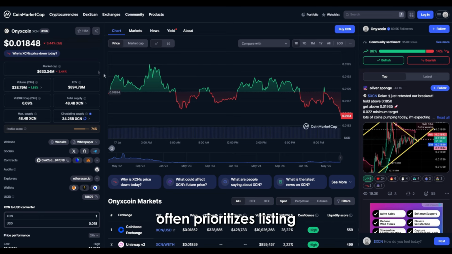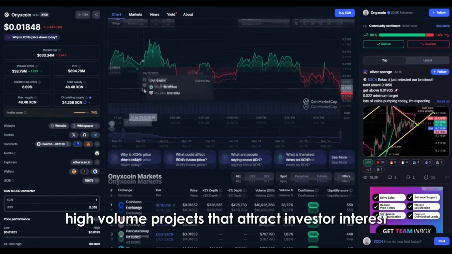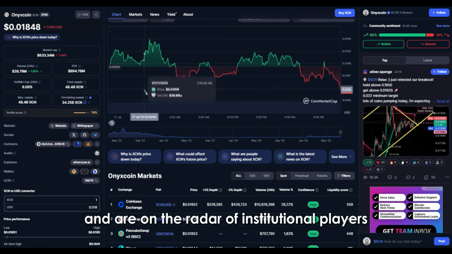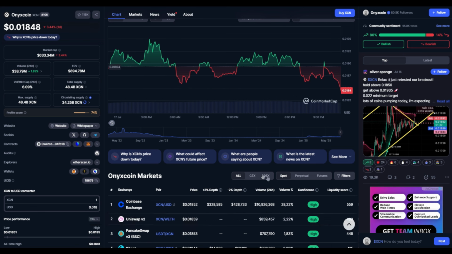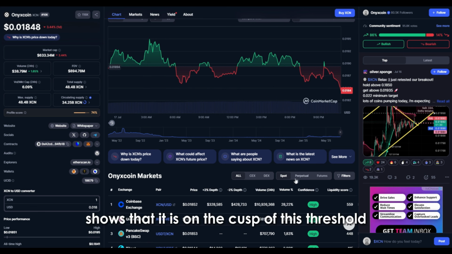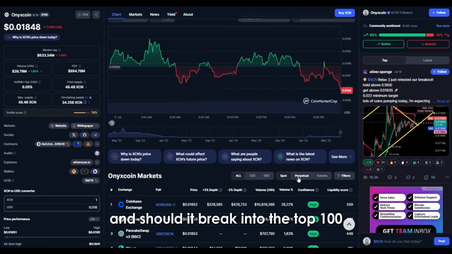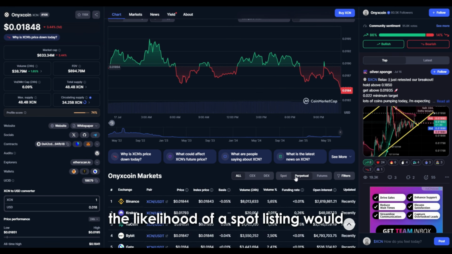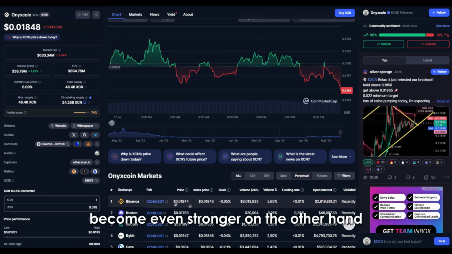Binance often prioritizes listing high-volume projects that attract investor interest and are on the radar of institutional players. Xcn's current ranking shows that it is on the cusp of this threshold, and should it break into the top 100, the likelihood of a spot listing would become even stronger.